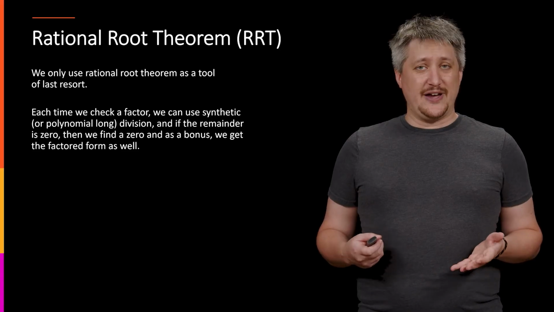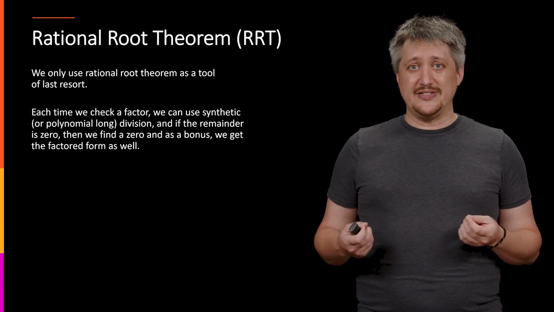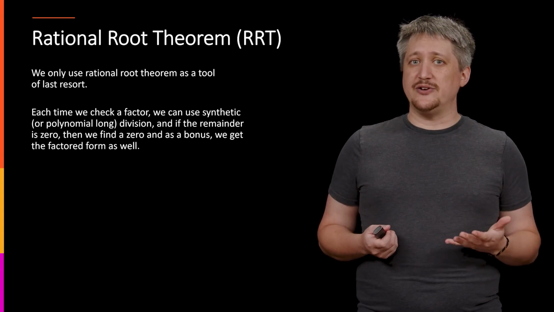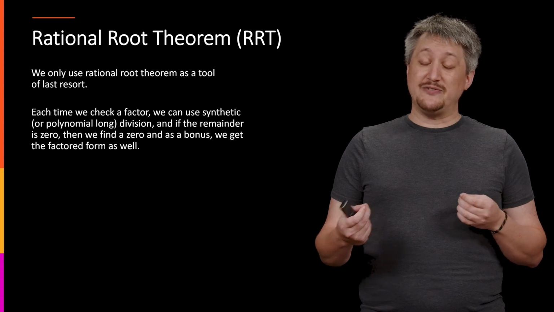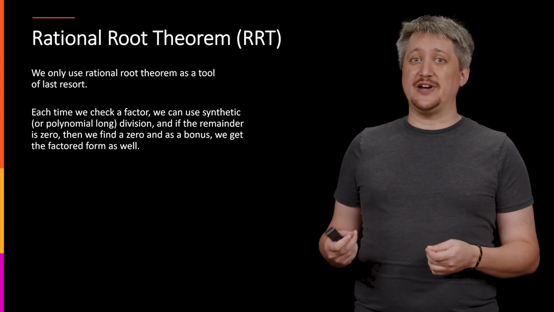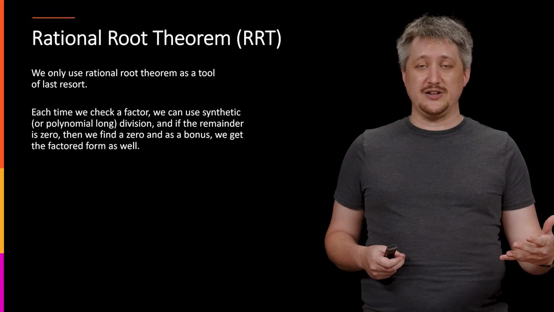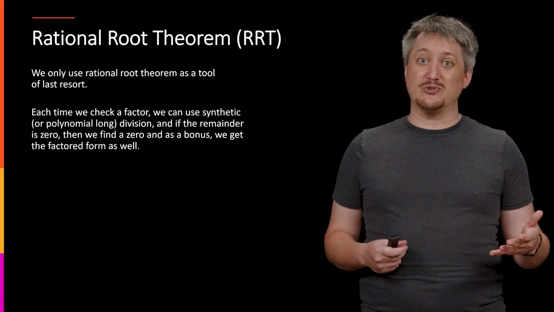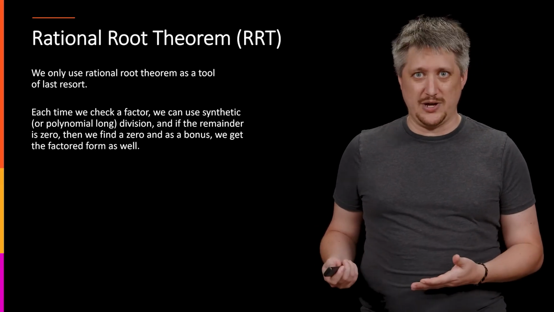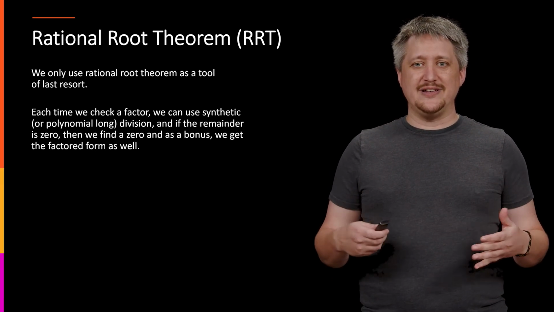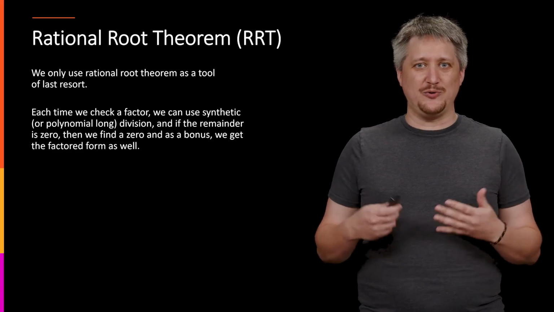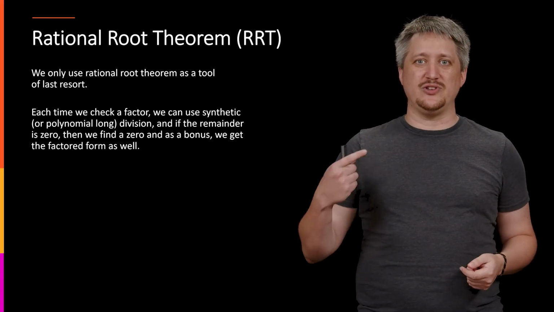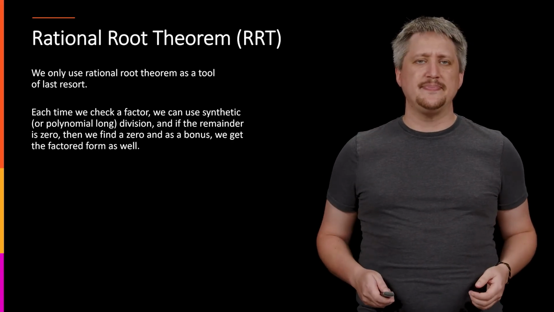Each time we check a factor, we want to use something like synthetic division or polynomial long division, because that shows whether or not the remainder is 0, meaning whether or not it is a root. And if it is, as a bonus, it gives us the factored form right away. Whereas if we're just plugging numbers in, that's not going to give us the factored form if it is a 0, so we'd have to do long division or synthetic division anyway. So this is a handy way of killing two birds with one stone in most cases. Plus, a lot of times synthetic division is easier than actually doing the computation, especially with large powers.